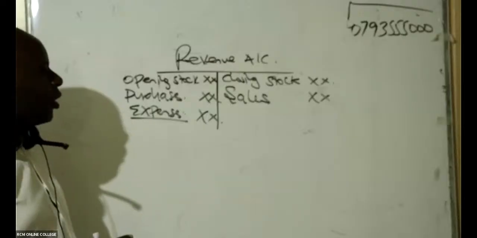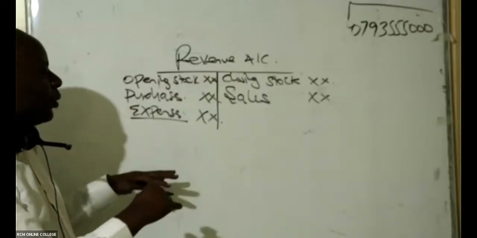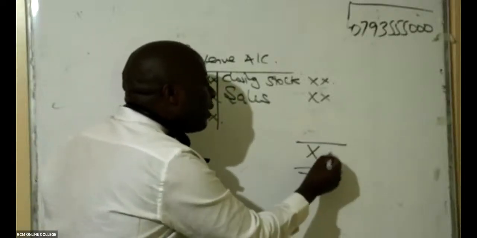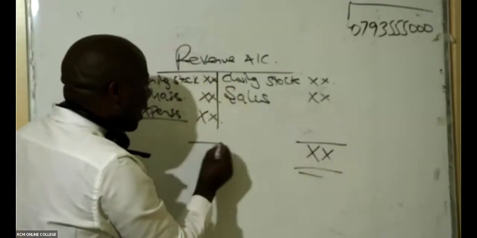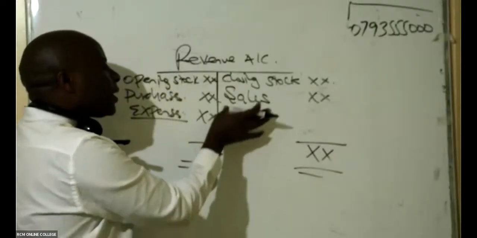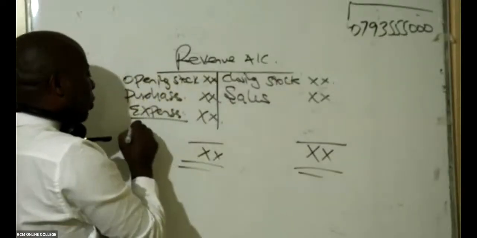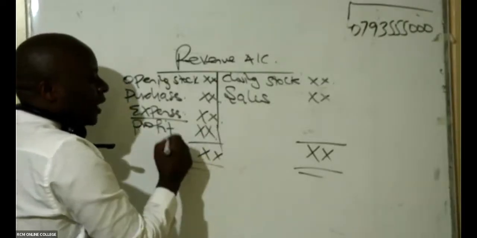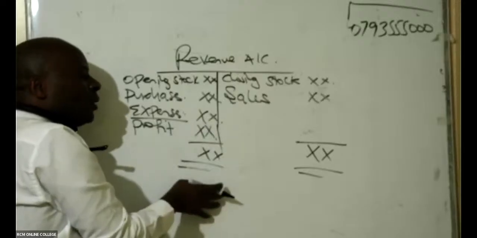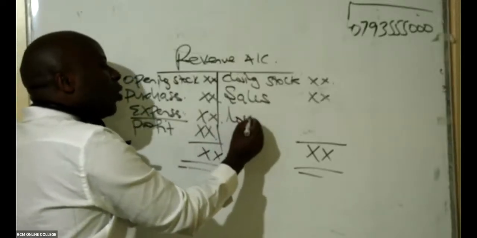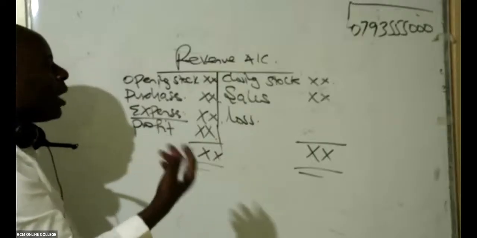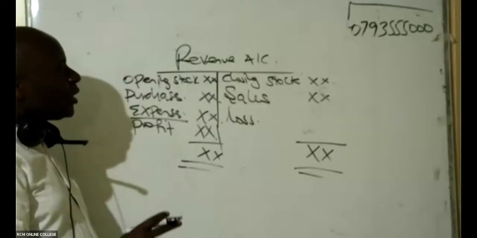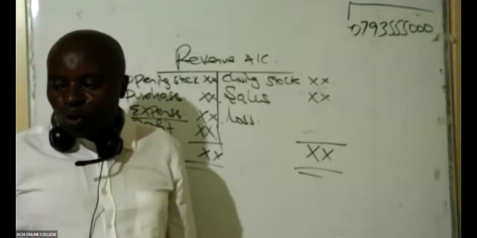Now, please listen. Whenever this side is bigger, then we're going to have this side total coming here. And if it is this side of revenues that is more, then you're going to have a profit there. And of course, if it is this side which is bigger, then on the other side, we're going to have a loss from our biological assets.